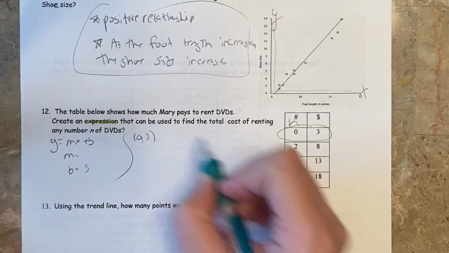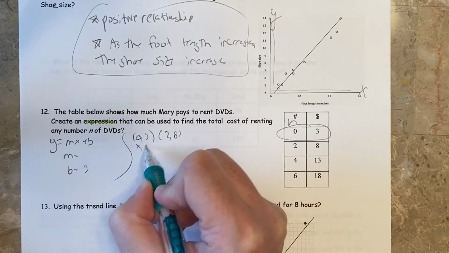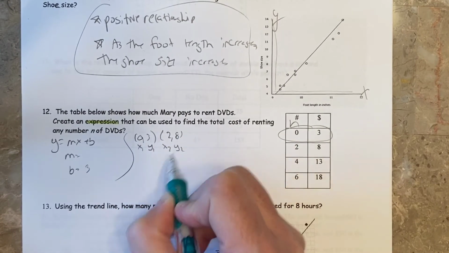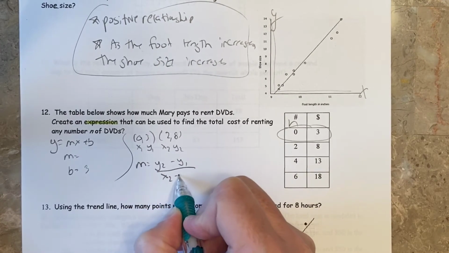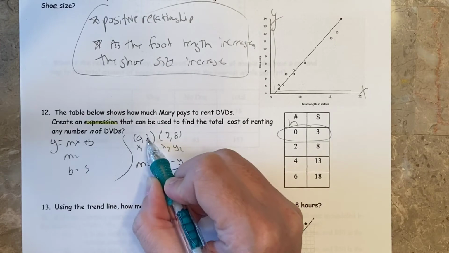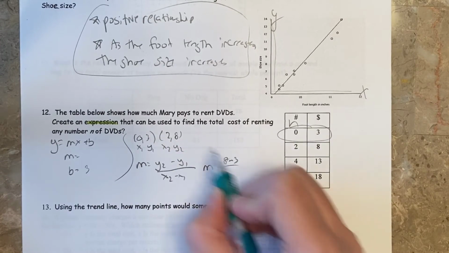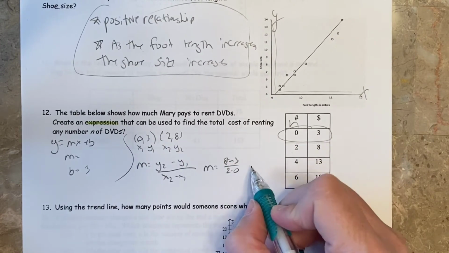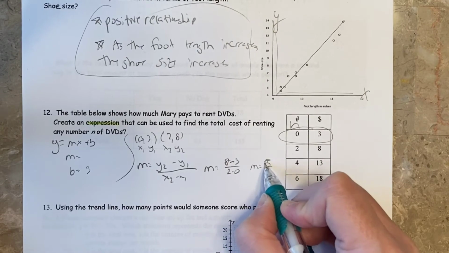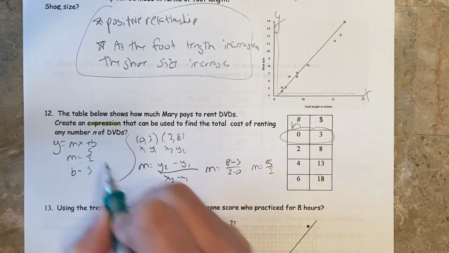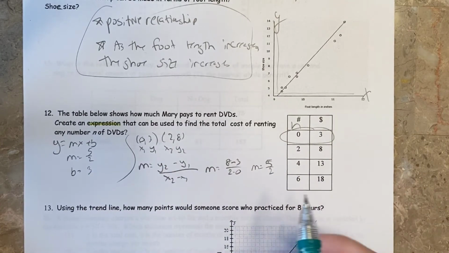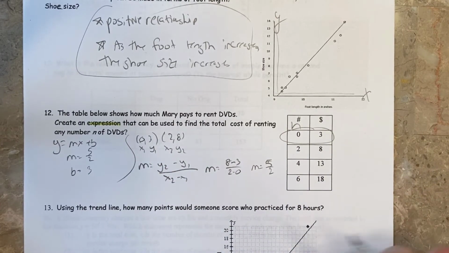So (0, 3) and (2, 8): x1, y1, x2, y2. y2 minus y1 over x2 minus x1. So we have 8 minus 3 and 2 minus 0. And that gives us 5 over 2. And we know anytime that you cannot divide, you just leave it. You don't turn it into a decimal. You simplify it if you can, but that is it.